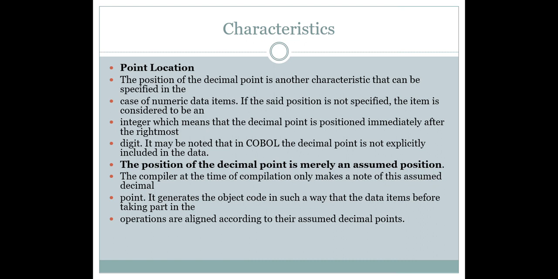So the position of the decimal point is merely an assumed position. For example, if you have 6 digits, and after 3 digits you have to include a decimal point, you could include it. The compiler, at the time of compilation, makes a note of this assumed decimal point, and generates the object code according to the assumed decimal point that you have included in the data names.